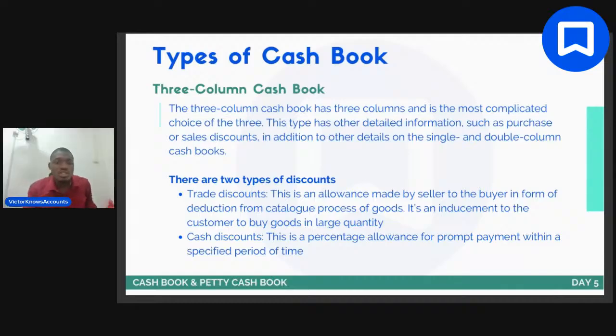All right, as I would fondly say, this is this and that is that. So that is that about that. So that's on single column cash book and double column cash book.